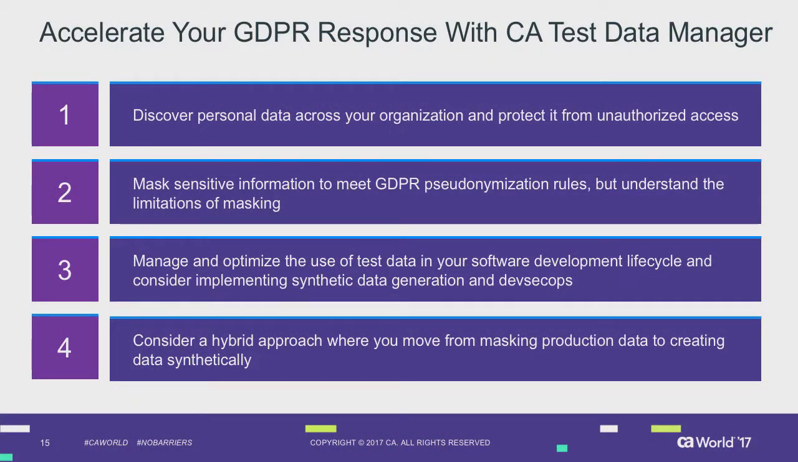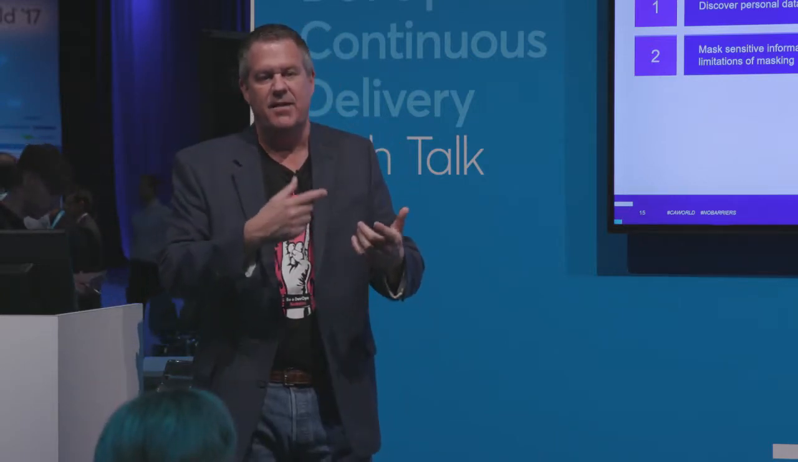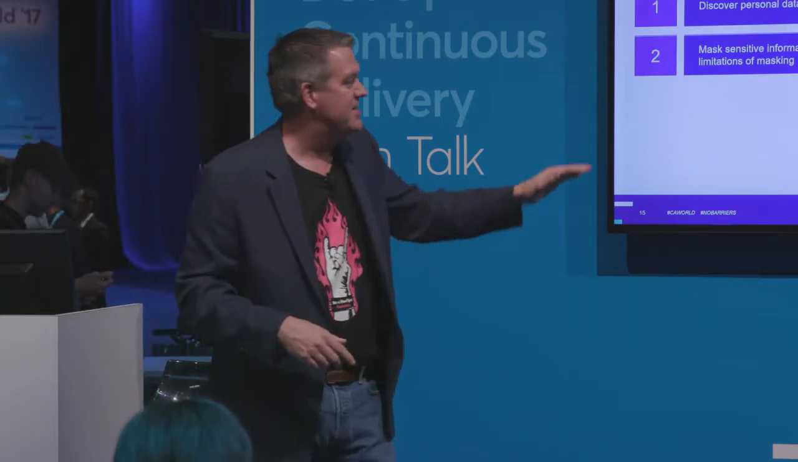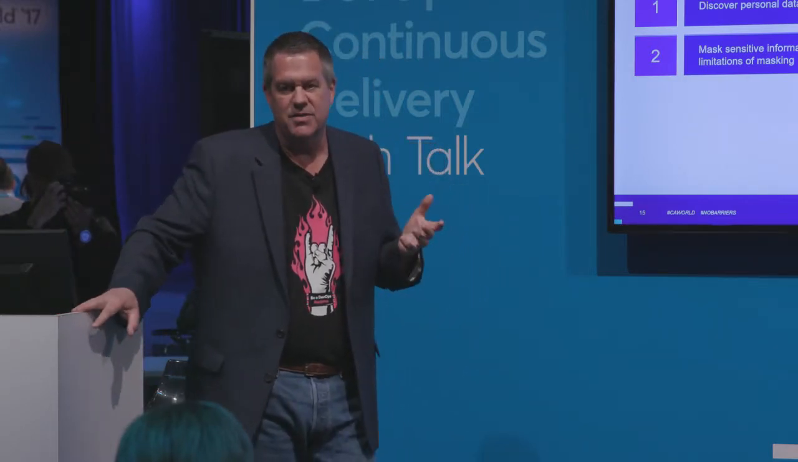Make sensitive information meet GDPR pseudo-anonymization rules, but understand the limitations of masking. GDPR specifies that if you're going to use test data, you need to mask that data, which means hide it. If it's social security numbers, phone numbers, actual users, and so on, you have to hide it and change it so that it's non-identifiable for testing purposes. GDPR says if you're doing that, that will meet the minimum level of compliance. Test Data Manager has the capability to do data masking, subsetting and masking of the data. That is one option you can use to meet compliance regulations such as GDPR.